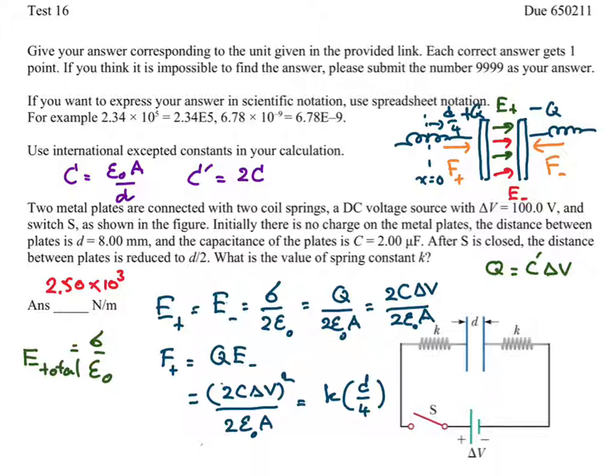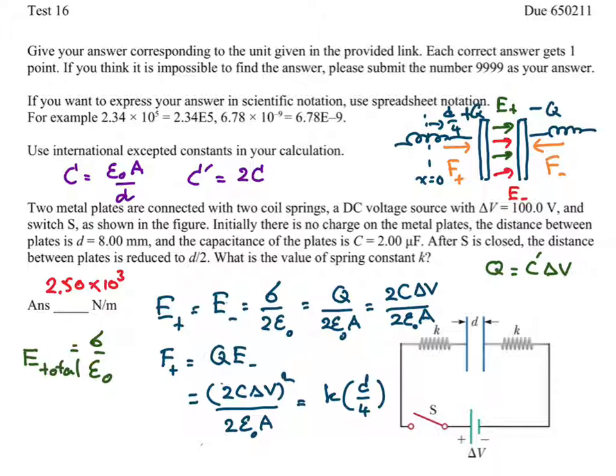Now, for example, if we look at the force on the positive plate, it must be equal to the charge times the field. But as we discussed, this is the field from the negative plate. Okay, and we know the Q is equal to C prime delta V or 2C delta V, and we substitute this, and we get this F plus is equal to this.